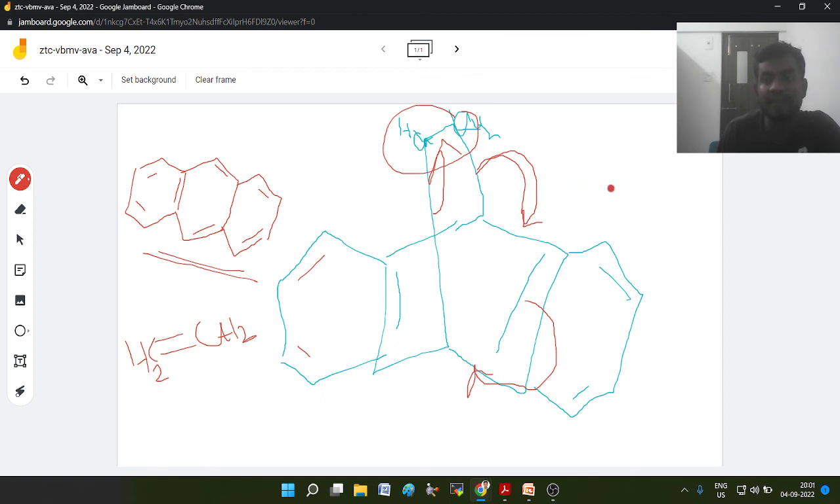Now, since this doesn't involve any breakage of the C-H bond in the rate-determining step, we don't expect a primary kinetic isotope effect. It is a secondary kinetic isotope effect. So I will write 2°. Okay, secondary kinetic isotope effect, and the value magnitude.